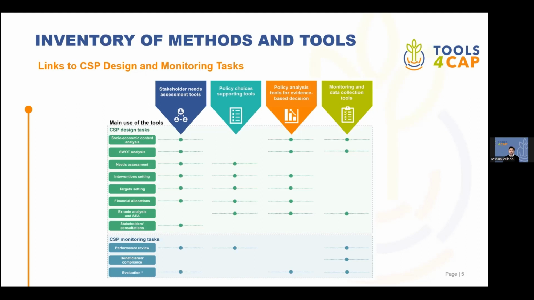And as Daniele pointed out, within Tools4CAP, we consider monitoring and evaluation tasks, of course, as part of the implementation phase. So the activities performed by member states or the Commission after the formal approval of the strategic plans. This includes tasks aimed at monitoring and evaluating the adoption of the planned interventions and budget allocations, the achievement of targets and objectives, so the indicators. But I just wanted to point out that the evaluation tasks are outside the scope of Tools4CAP, which is why we have the little asterisk symbol there.